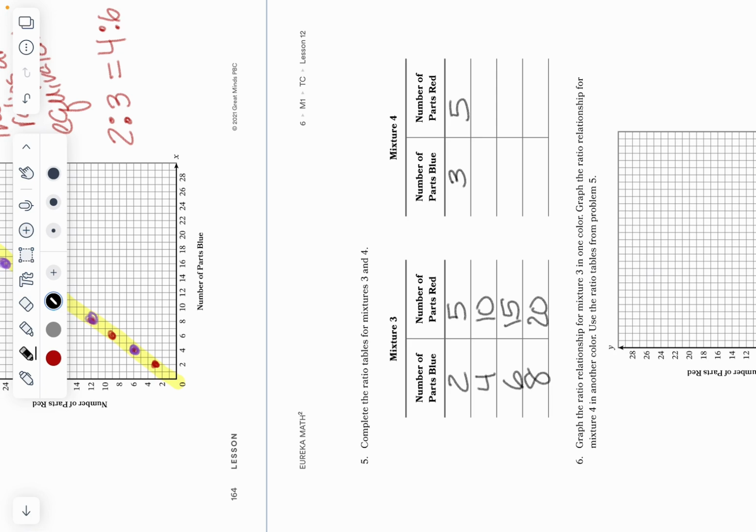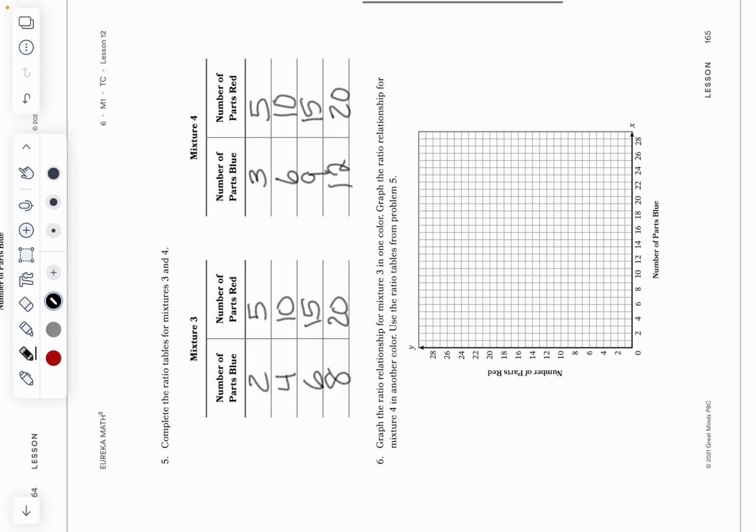And then I'm going to do the same thing for mixture 4, so this would be 1 batch. 2 batches, I would need to multiply everything by 2, so this would be 6 and 10. 3 batches, I would need to multiply everything by 3, 9 and 15. And then the last one would be times 4. So 3 times 4 is 12, and 5 times 4 is 20.